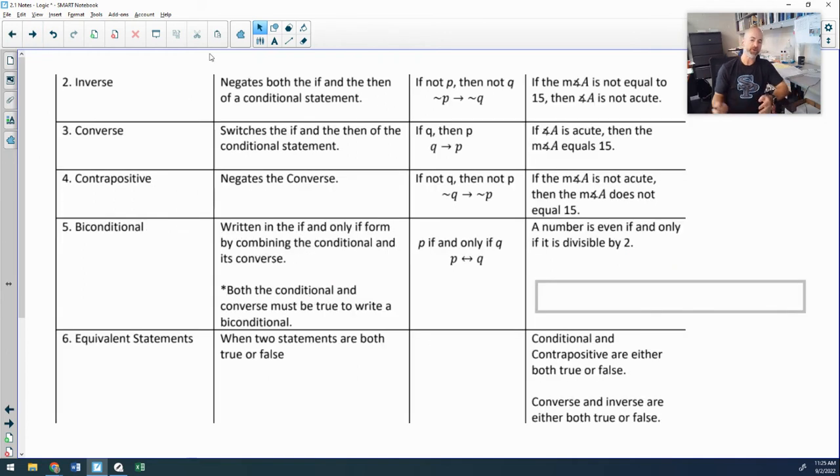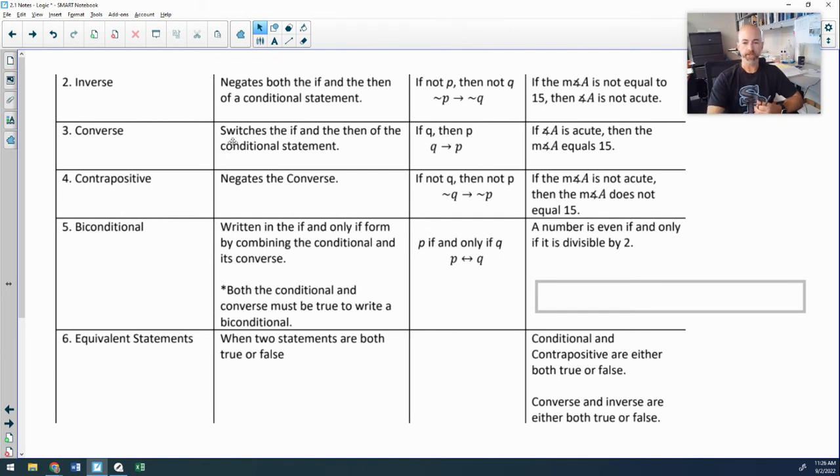And then in your conditionals, we have several different rearrangements of the conditionals. And this is just going to take a lot of studying and memorization. But you have the inverse, and the inverse negates both the if and then, the P and the Q. So if not P, then not Q. So the inverse of the original one: if the measure of angle A is not 15, then angle A is not acute. And that doesn't necessarily have to be true, but that would be the inverse.